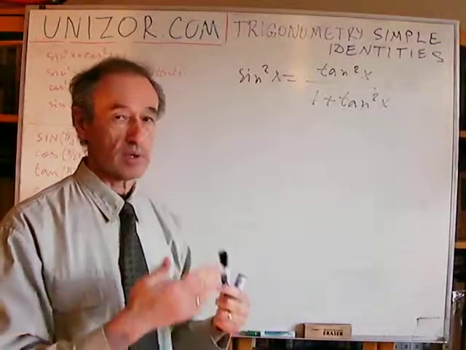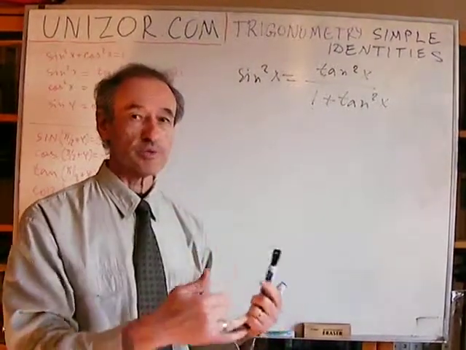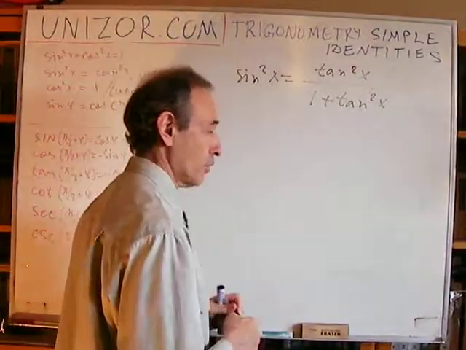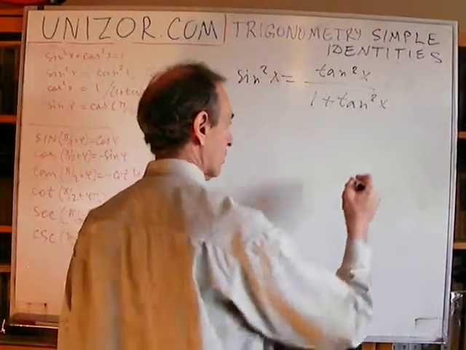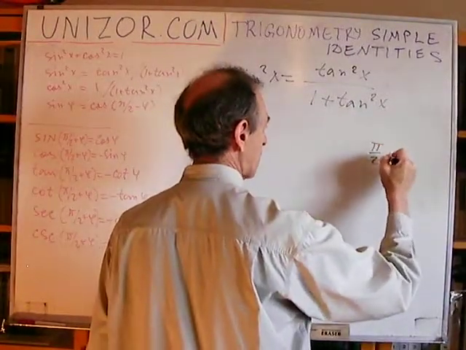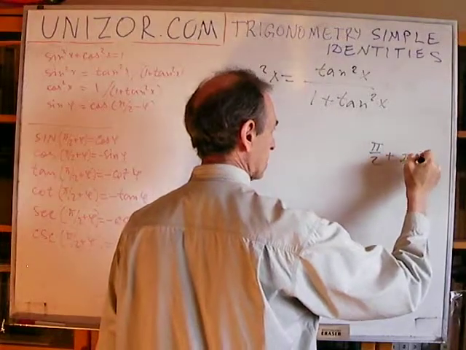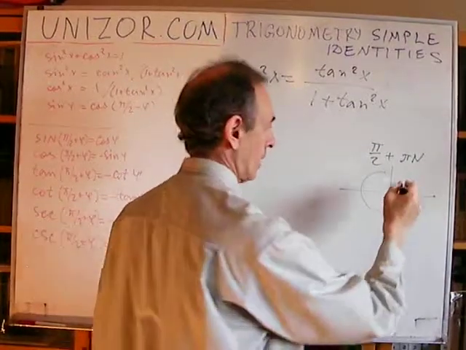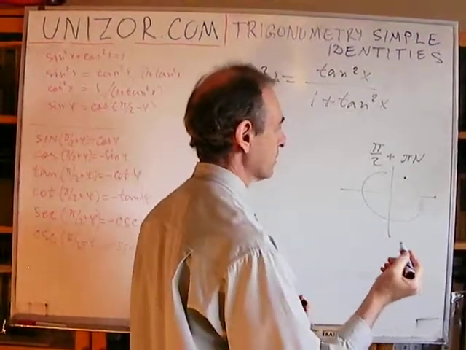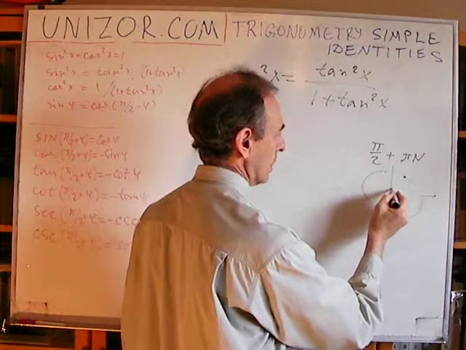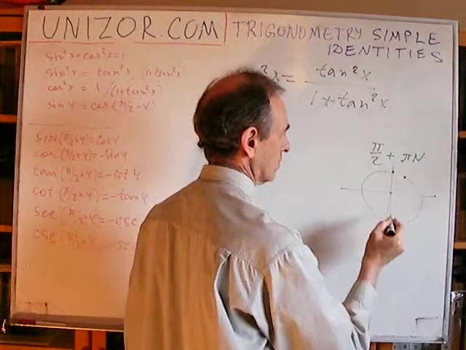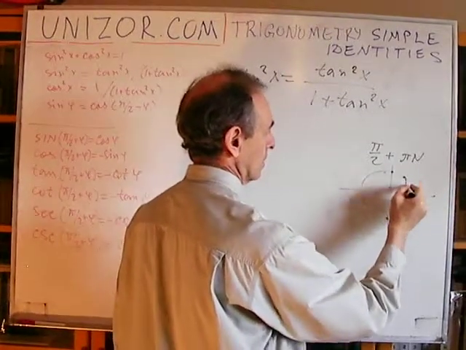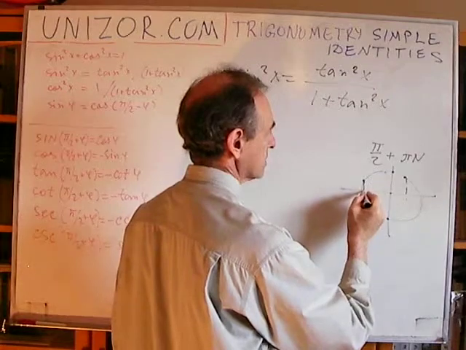Tangent is, as you remember, sine over cosine, and in all those points where cosine is equal to 0, tangent is not defined. Where is the cosine equal to 0? Well, it's pi over 2 plus pi n, right? Because cosine is the abscissa of the point. So where exactly is the abscissa equal to 0? That's these points, right? Everywhere else, abscissa is either positive or negative.